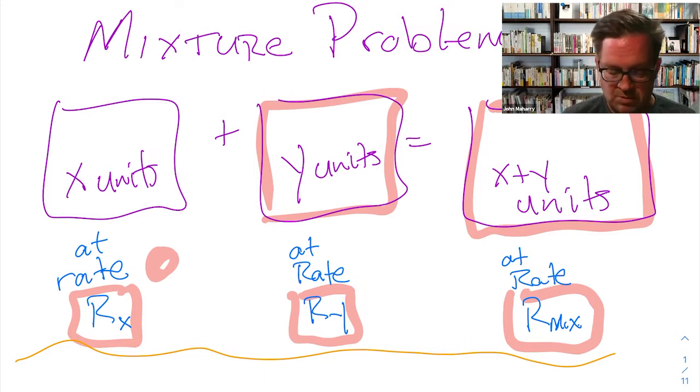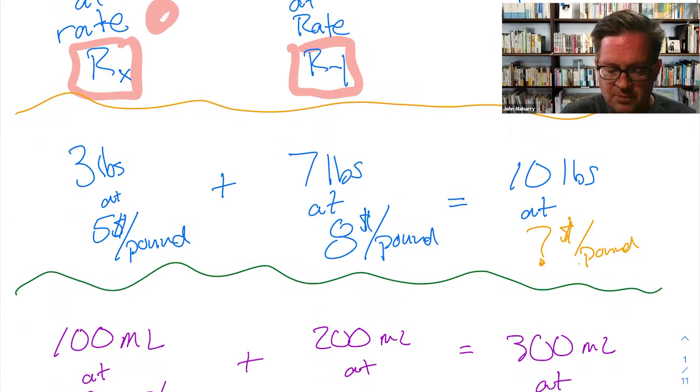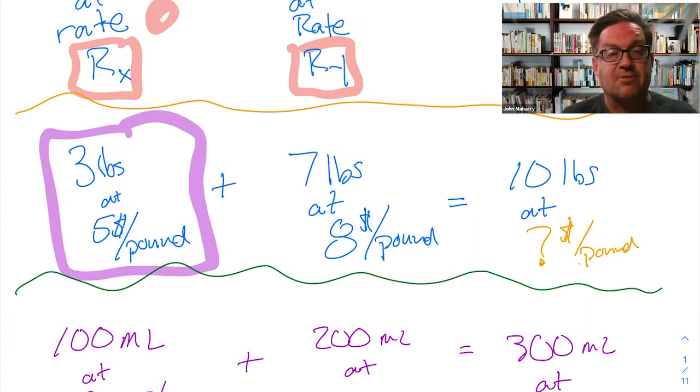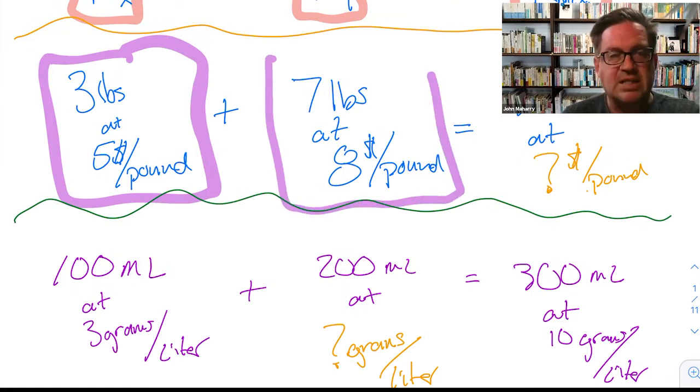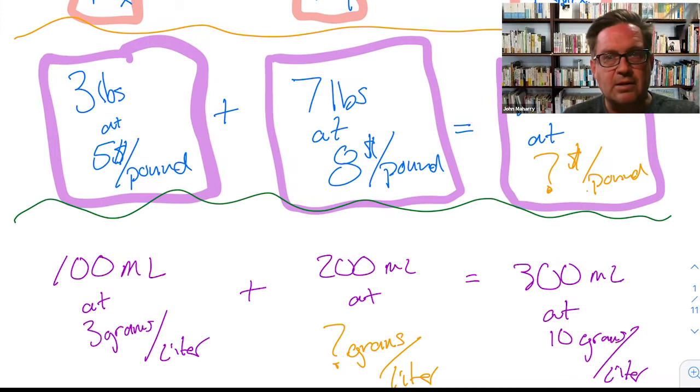So here are three typical problems. One might be that you have 3 pounds of coffee, it's $5 a pound for that coffee. And you want to mix it with better coffee, 7 pounds, each of those at a rate of $8 per pound. So you have a cheap rate and an expensive rate, and you combine them, and you end up with 10 pounds of coffee. But what's the mixture of that? What's the rate, the dollars per pound, for the mixture? It's going to be between $5 and $8, the cheap coffee and the expensive coffee, but where in the middle? How do you solve that?